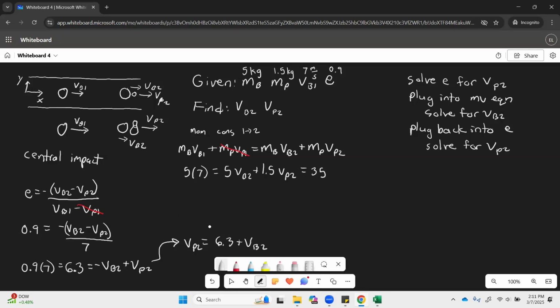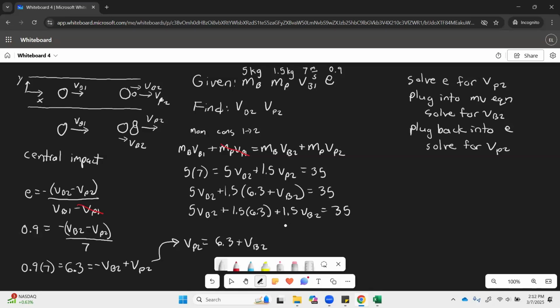So we'll take this now and we will plug this back into this top equation. So we've got 5 VB2 plus 1.5 times (6.3 plus VB2) equals 35. So we just took this, we plugged it right into there. So 5 VB2 plus 1.5 times 6.3 plus 1.5 VB2 equals 35.